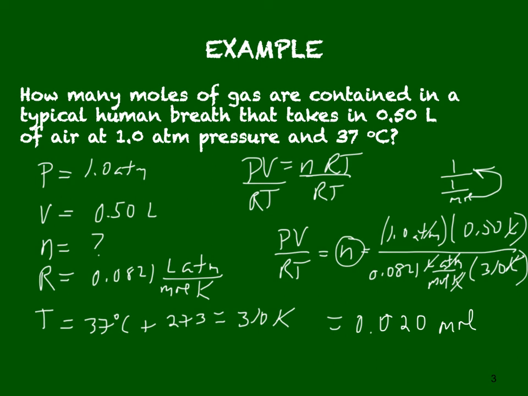Now, this is a simple PV equals nRT problem. We can do all sorts of stoichiometry using PV equals nRT, and we will see some of those examples a little bit later in the examples video.